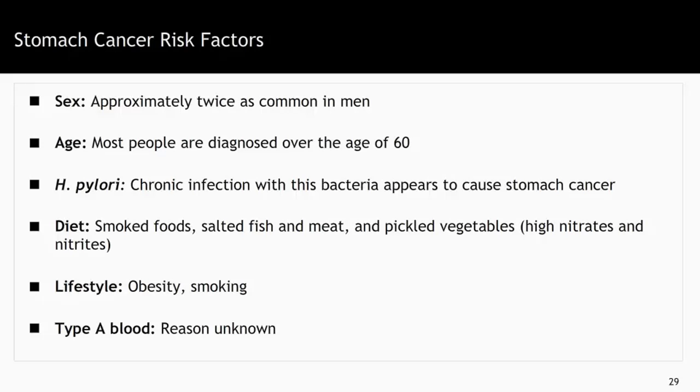It is generally thought that the decline in incidence of stomach cancer in the United States is due to, number one, refrigeration, which means that people eat less smoked foods and salted fish and meat as ways to preserve food, as well as good treatment for H. pylori, gastritis, and ulcers. Other risk factors for stomach cancer include, again, lifestyle, obesity, and smoking, as well as having type A blood, but it is unknown why this is a risk factor for stomach cancer.